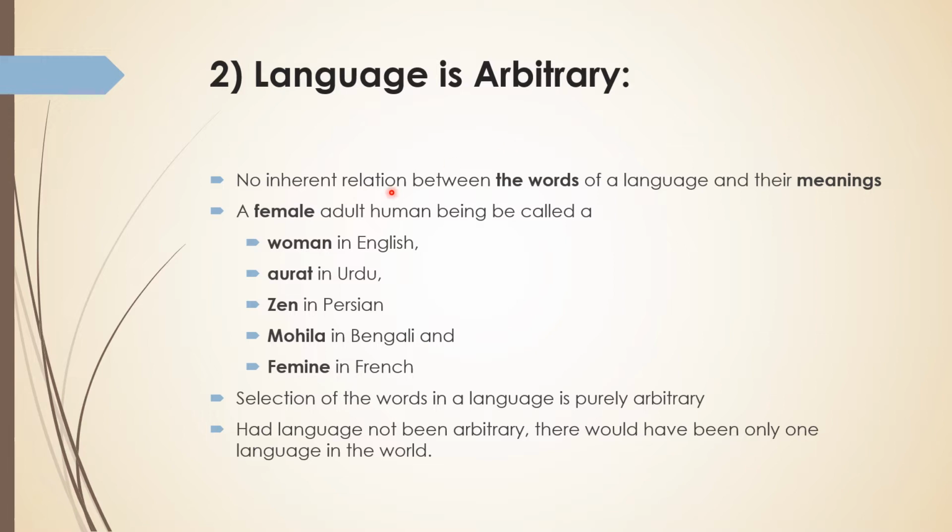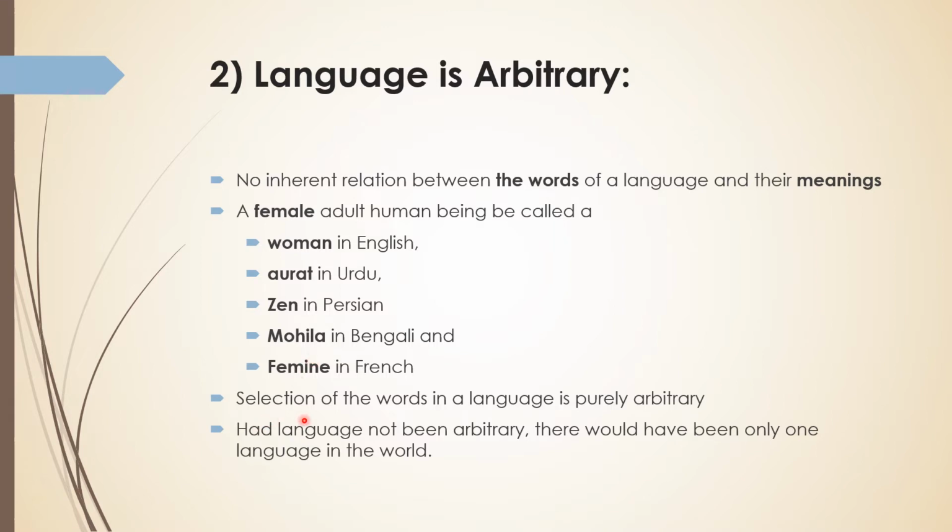So that's why a female adult human being is called a woman in English, Aurat in Urdu, Zan in Persian, Mohila in Bengali, and Femme in French. So this particular word, female, can be altered through these particular words from different languages. So if it was fixed, if it was not arbitrary, then all the names would be the same.